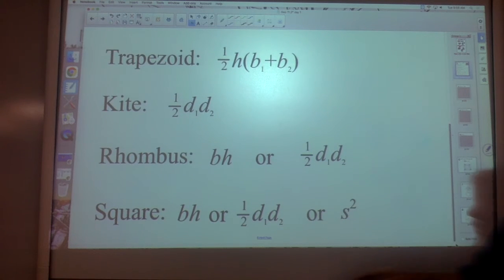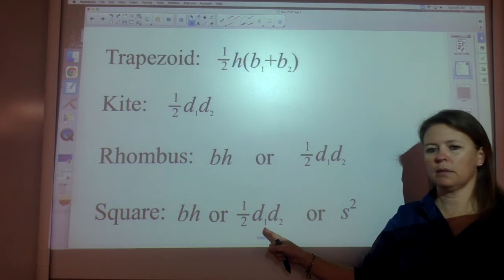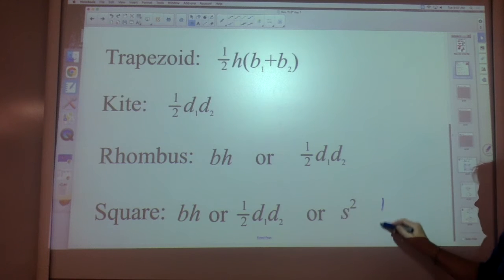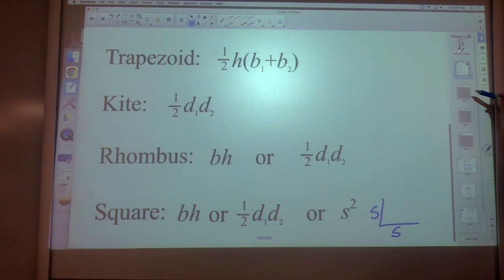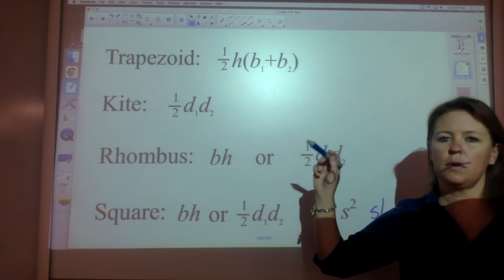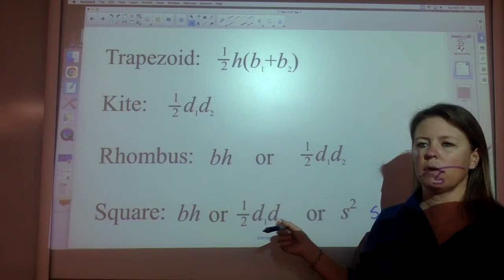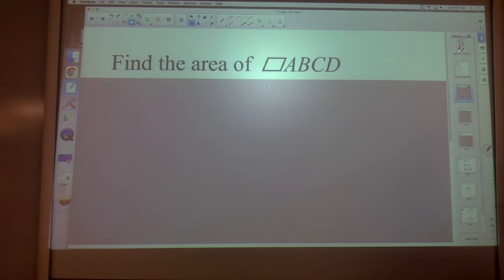And the square has three options. Could be the same as a rectangle, the same as a rhombus, or you could just take one side of a square and multiply it times itself. Side times side is side squared. You will not need to memorize these formulas. You'll probably accidentally memorize them as you continue to use them over and over, but you'll always have options to the formula.